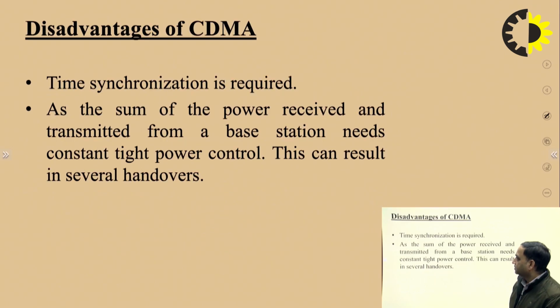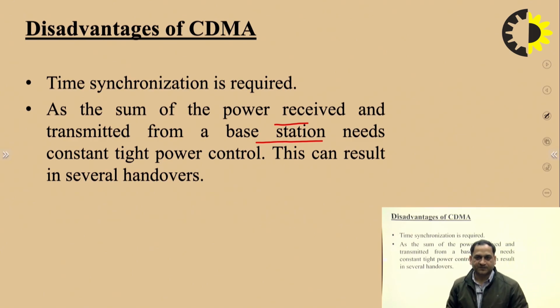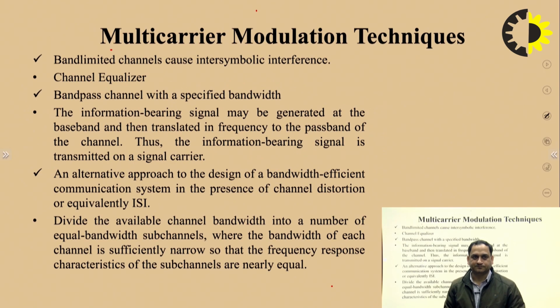Okay. So the disadvantage: time synchronization is required in the case of a CDMA system, as the sum of the power received and transmitted from the base station needs constant tight power control. This can result in several handovers. And this CDMA system is also called reuse factor 1.